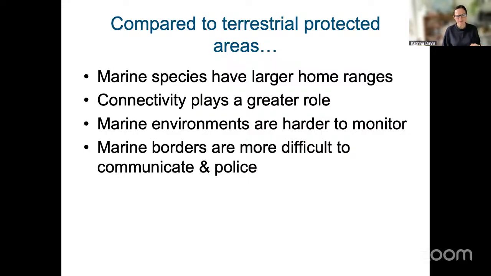So these are some of the reasons I've just mentioned. There are marine species with larger home ranges. Connectivity plays a bigger role. They're harder to monitor, and they're more difficult to communicate and enforce.